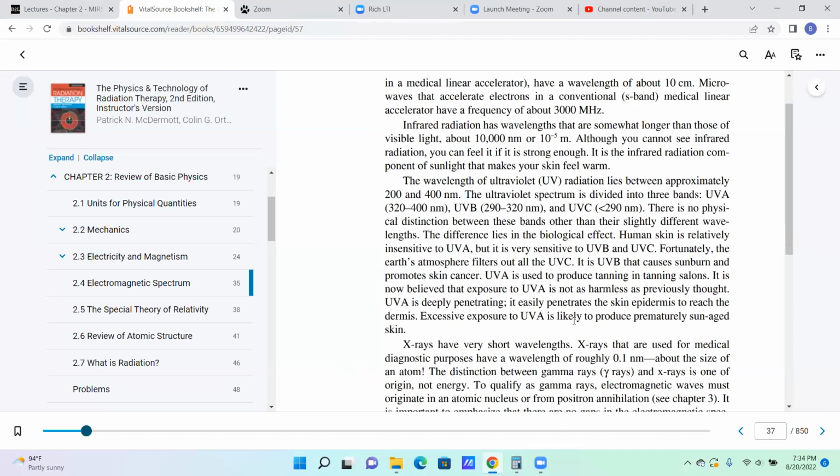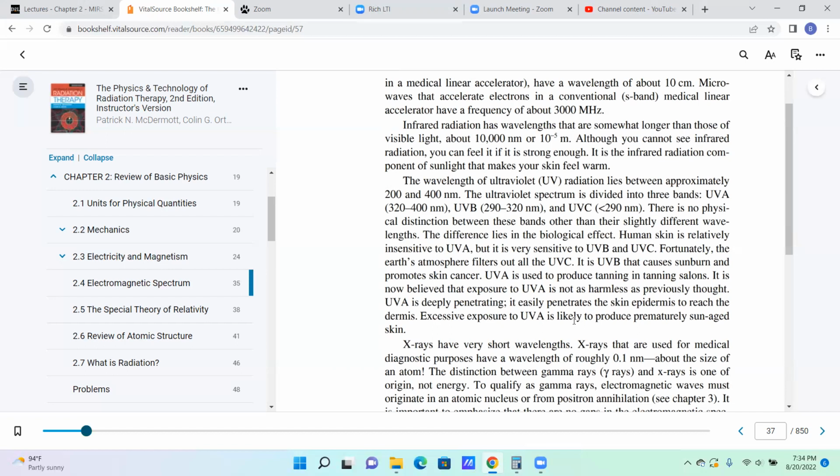Ultraviolet radiation lies between 200 and 400 nanometers, just above the visible spectrum. And you can see where UVA, UVB, and UVC all have their definitions. There's no real physical distinction between those other than slightly different wavelengths. But the differences lie in the biological effect. Human skin is relatively insensitive to UVA, but very sensitive to UVB and UVC.